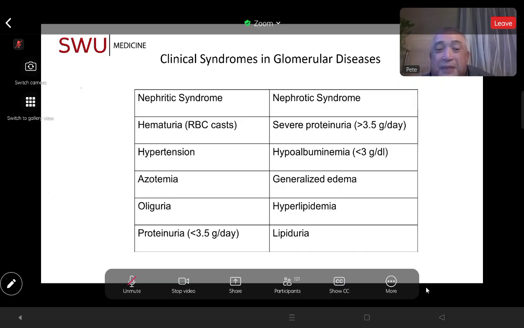Okay, so again, going back to this slide, what is important is, for nephritic syndrome, what you want to think about is hematuria. For nephrotic syndrome, what you want to think about is lipiduria. Do you follow me? Okay, let's move on.